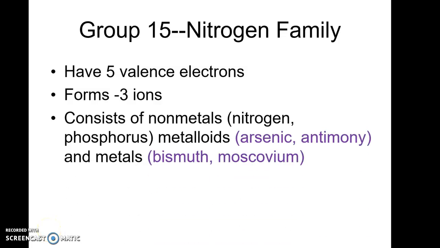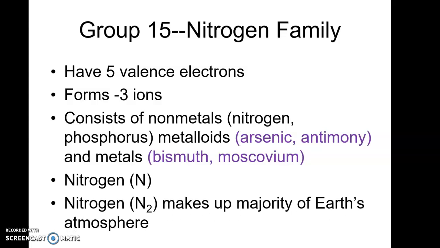This is also a mixed group. You have your nonmetals like nitrogen and phosphorus, your metalloids, arsenic and antimony, and then your metals, bismuth and muscovium. So nitrogen, atomic symbol N, one of the big things it does for us is it makes up the majority of Earth's atmosphere. Like 80% of the air we breathe is actually nitrogen, not oxygen. Oxygen only makes up, I don't know the exact amount, but maybe 15%, 16%.